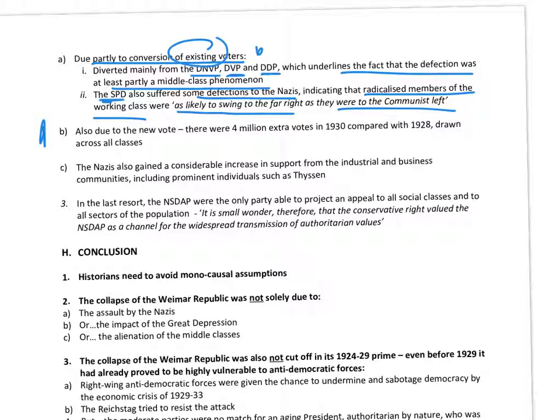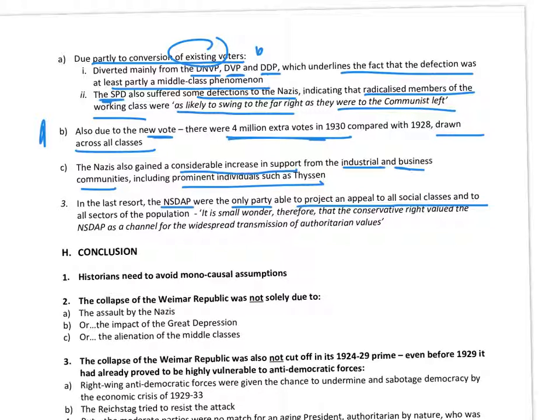Secondly, the increased electoral support was also due to new voters. There were 4 million extra votes in 1930, primarily drawn from young people, but the young people come across all the social classes. The Nazis also gained a considerable increase in support from the industrialists and the business communities, including prominent individuals such as Thyssen. In the last resort, the NSDAP, the Nazi Party, were the only party able to project an appeal to all social classes and to all sections of the population.